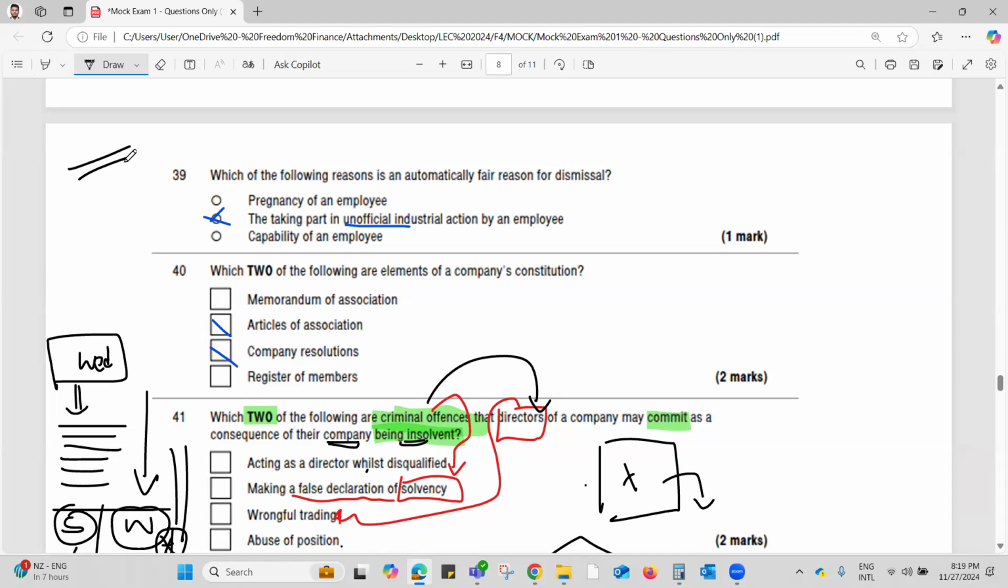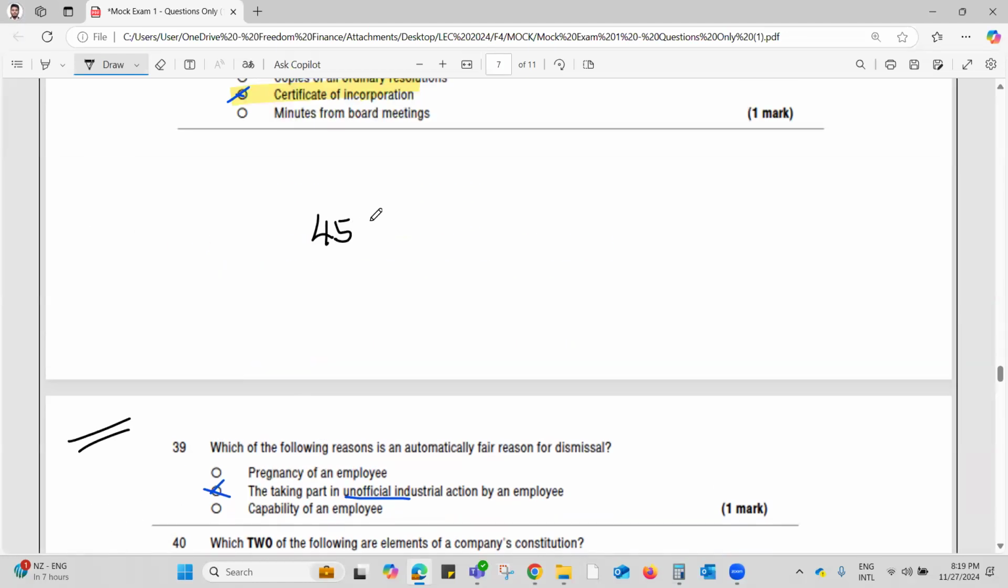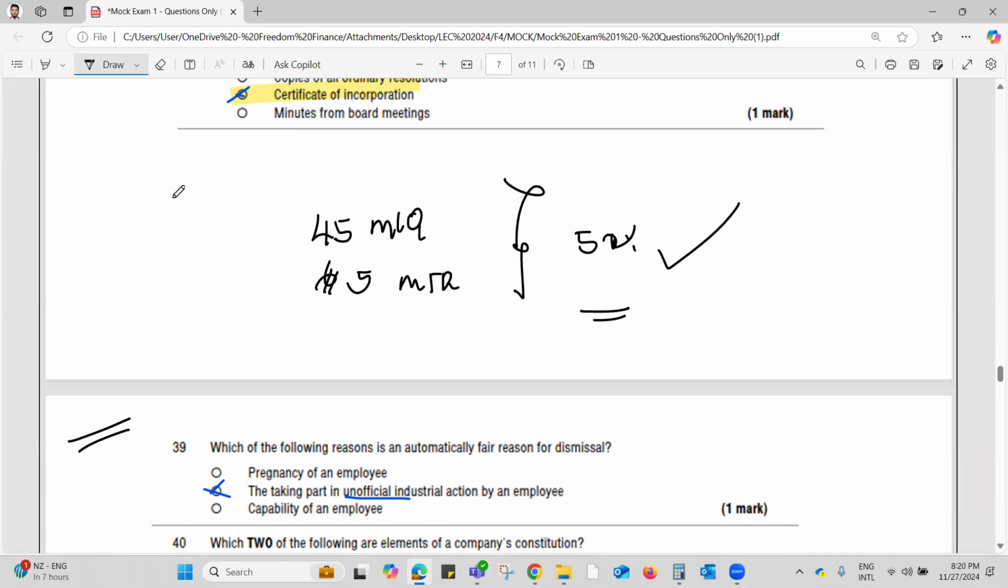It will be very similar to your BT paper. If you have done your BT paper, it will be very similar. But here you will get 45 MCQs, 45 multiple choice questions, and not the 5 multiple task questions. Anyway, your passing score is 50%. That is your pass mark, but you need to score more than that. All the best.